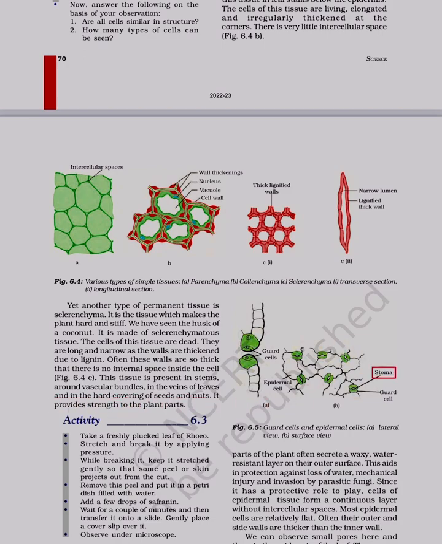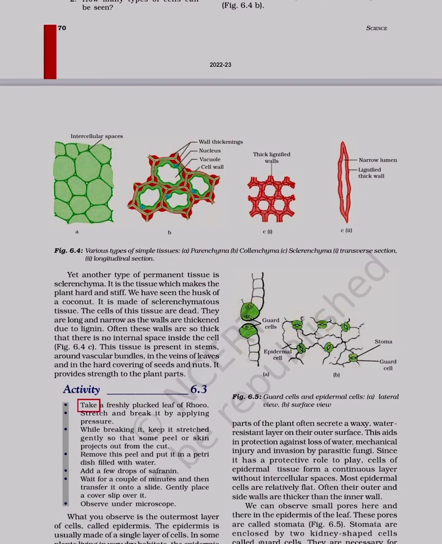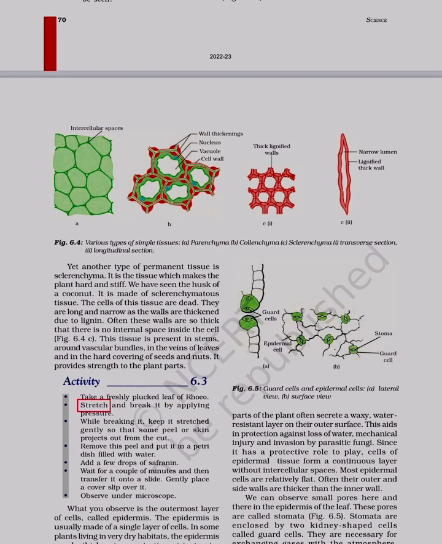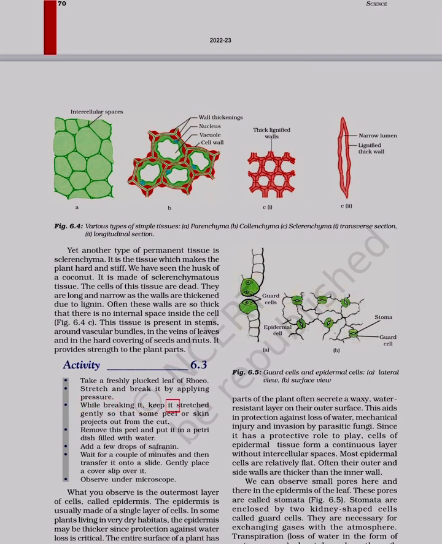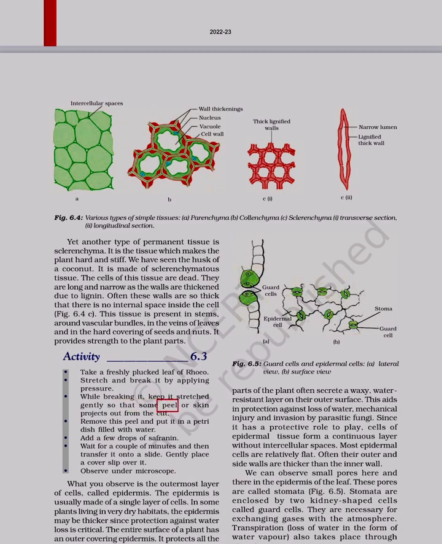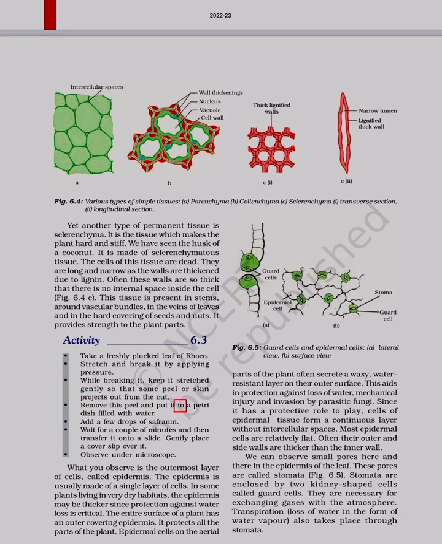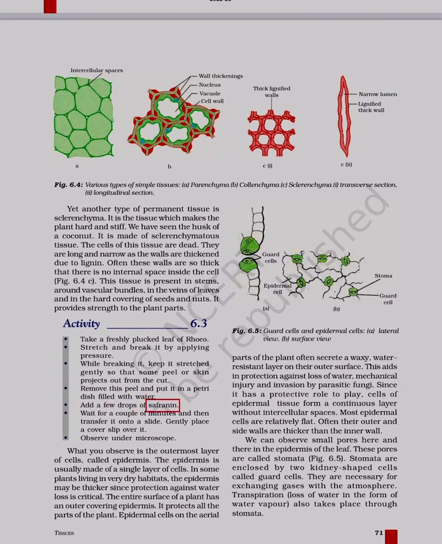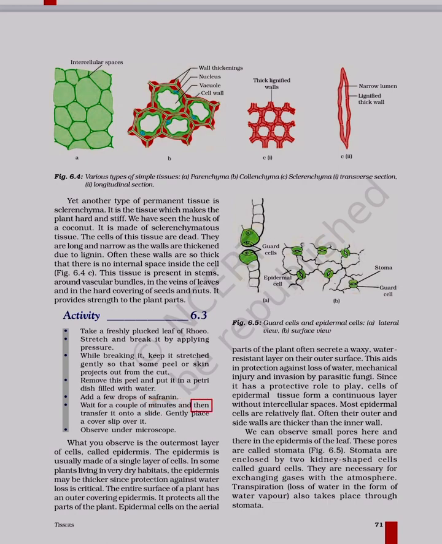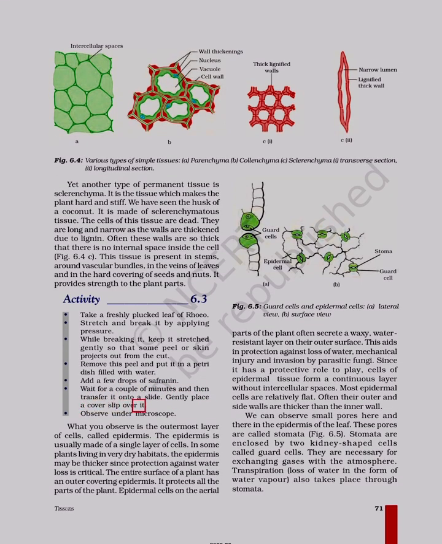Stoma, guard cell. Activity 6.3. Take a freshly plucked leaf of Rhoeo. Stretch and break it by applying pressure. While breaking it, keep it stretched gently so that some peel or skin projects out from the cut. Remove this peel and put it in a petri dish filled with water. Add a few drops of safranin. Wait for a couple of minutes and then transfer it onto a slide. Gently place a cover slip over it.